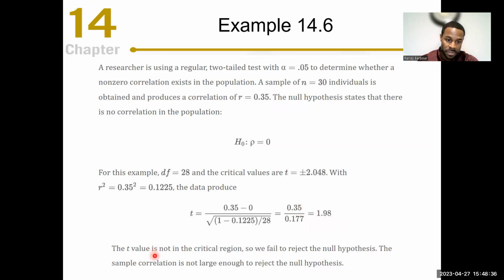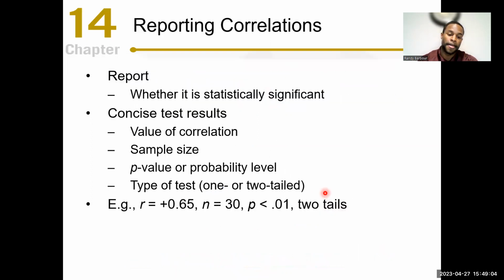So since the t-value is not in the critical region, we fail to reject the null hypothesis. The sample correlation is not large enough to reject the null hypothesis. So it's not a significant correlation. Okay. But again, had this been maybe 0.5 correlation, then that might have given us a larger t, which then would have rejected the null hypothesis.